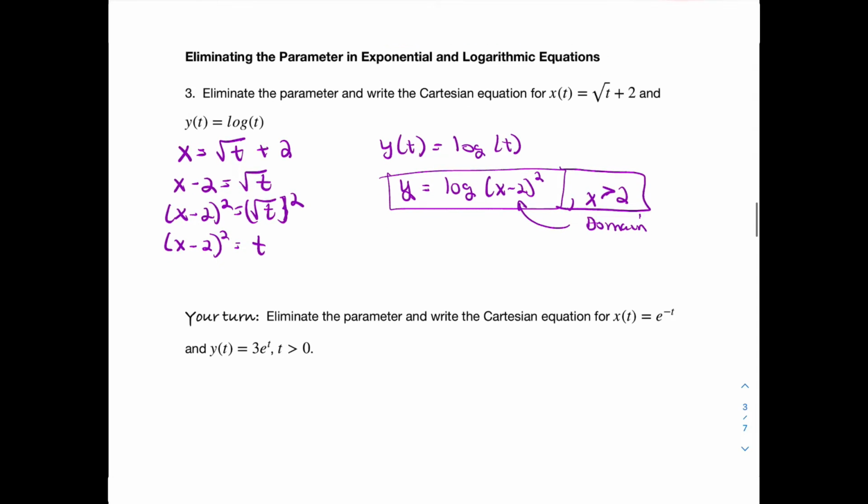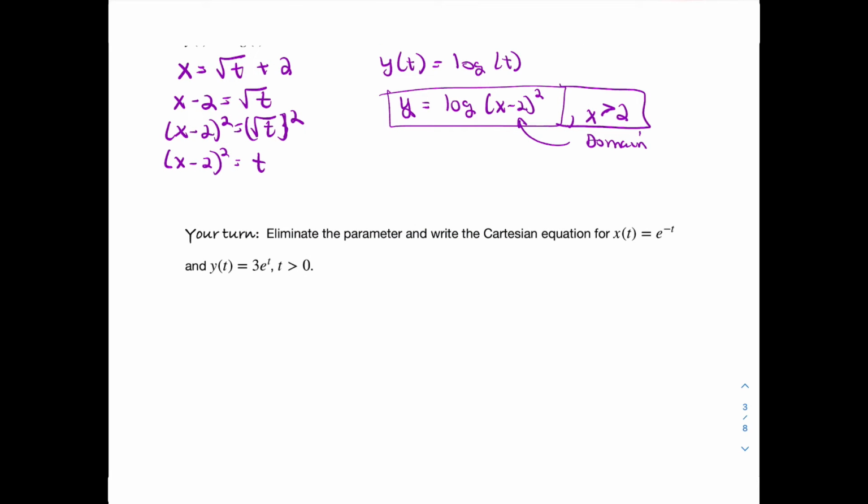Okay, I want you to try this next problem. So let's see how you did on this. To eliminate the parameter, we're going to choose the simplest form of the equation, and the simplest form of our equation to choose would be the x equation. So e to the x is equal to e to the negative t, which I can rewrite as x is equal to 1 over e to the t. I multiply each side by e to the t, I get that e to the t times x is equal to 1, or e to the t equals 1 over x.